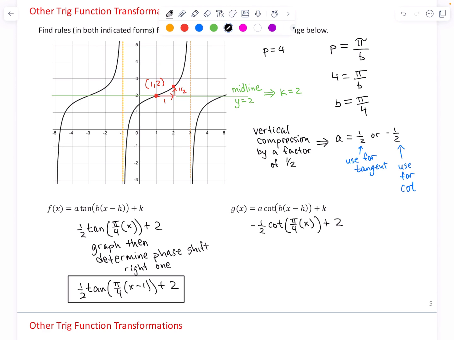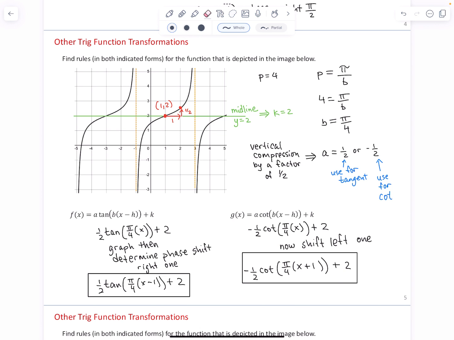So negative 1/2 in front of the cotangent. And we graphed without a phase shift, and notice that to complete the graph, we have to shift left 1 unit. So replace the x with x plus 1. Okay, let's move on to the next one.